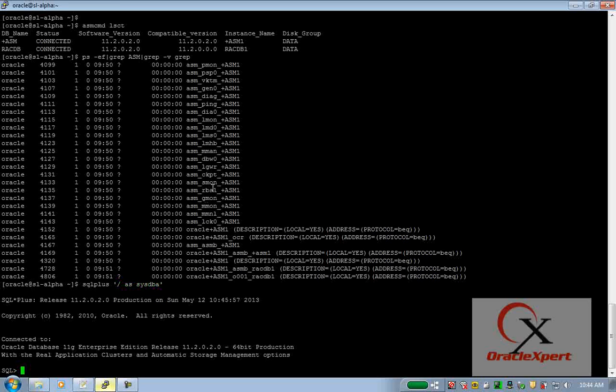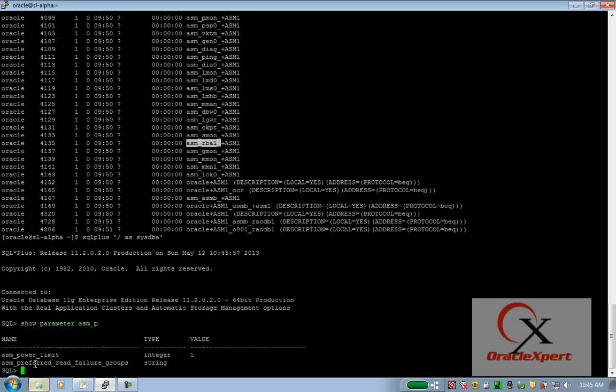So I can see here there's an RBAL process. And if I trigger a manual rebalancing, I can see the ASM power limit is set to 1. So if I trigger a rebalancing, automatically you might see an ARB0 process starting. But it shouldn't hold my whole thing, so I don't want to fire it. We'll do it at a later stage when we create some other disk group, or when we see a practical on how to add a new disk to an existing disk group. That time it will anyway trigger the ARB, and you can see it as one of the background processes.